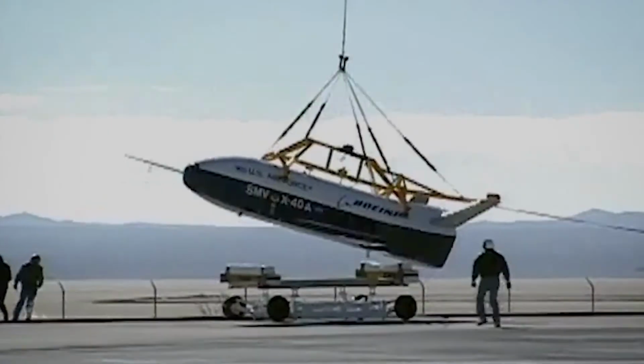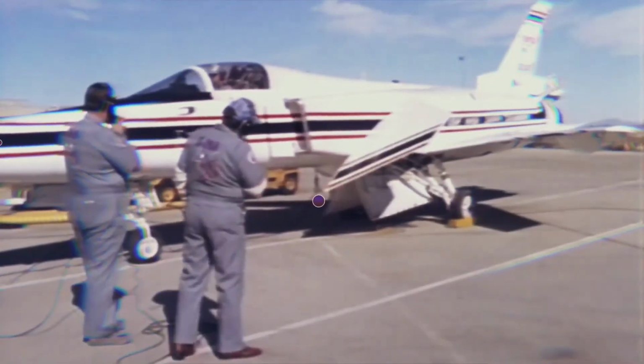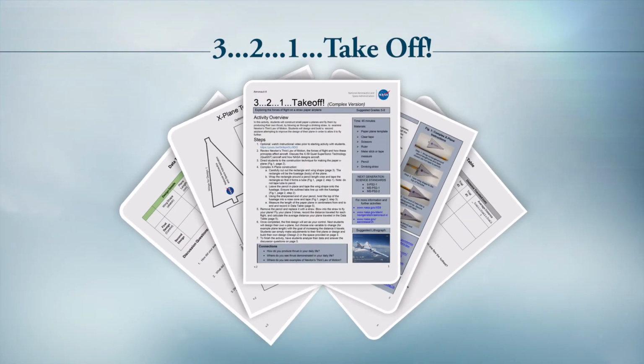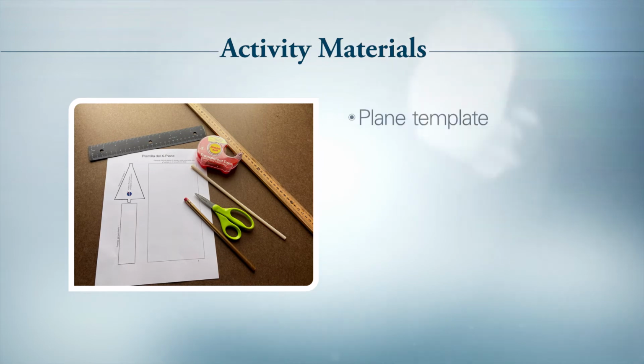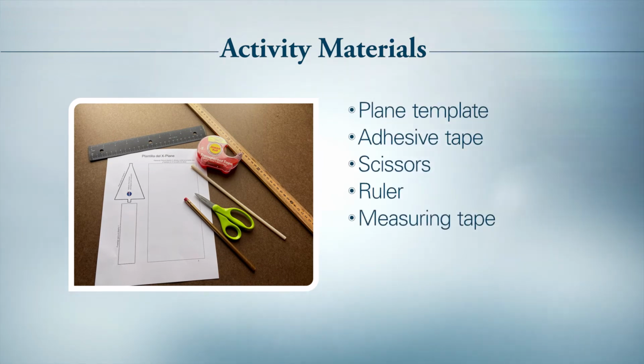To analyze whether the hypothesis of wings geometry affecting the airplane's flight was correct, I invite you to do the activity 3-2-1 takeoff complex version. You'll need the guide to the activity 3-2-1 takeoff complex version. The materials for the activity are the plane template, adhesive tape, scissors, ruler, measuring tape, pencil, and the straw. I used a biodegradable straw.